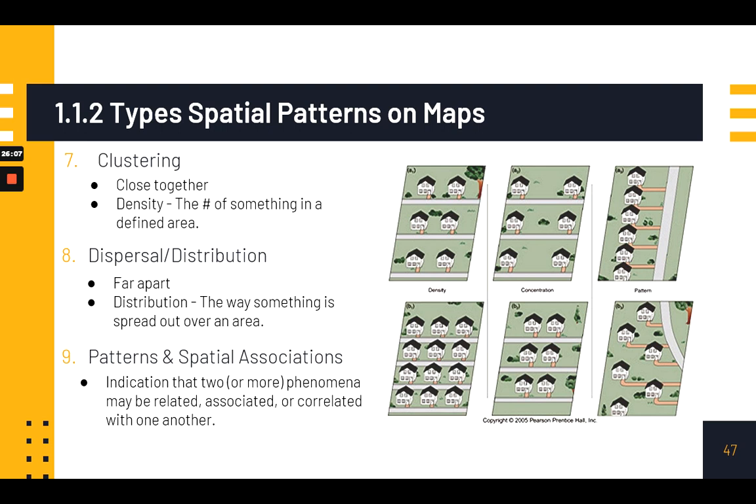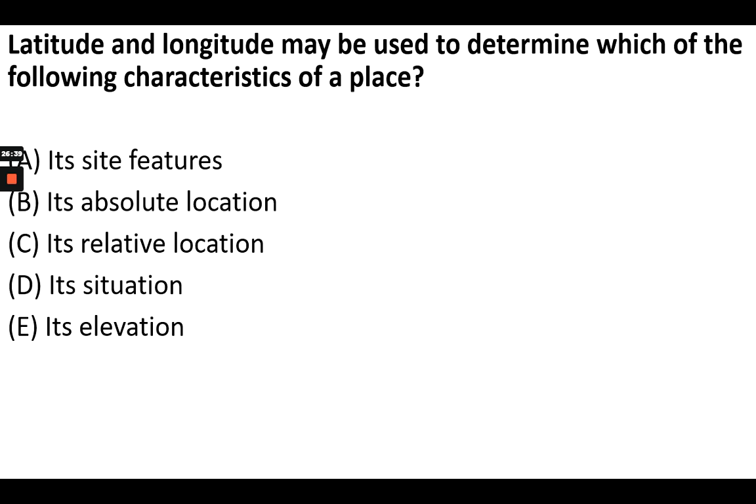Okay. So you need to be familiar with the words clustering and dispersal. Clustering is when things come close together. Dispersal is when things are spread apart. So if you're looking at a dot density map, are the dots clustered or are they dispersed? All right. Latitude and longitude may be used to determine which of the following characteristics of a place? Okay, the answer is absolute location.